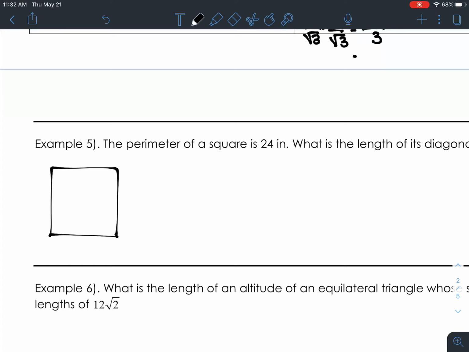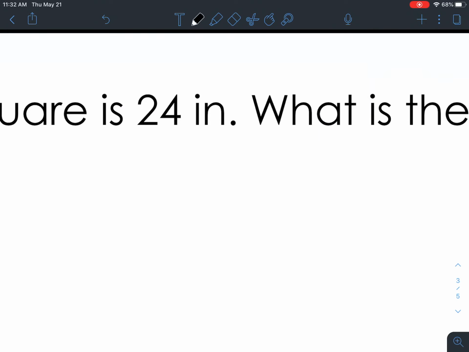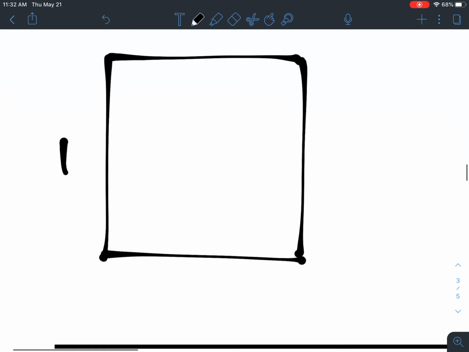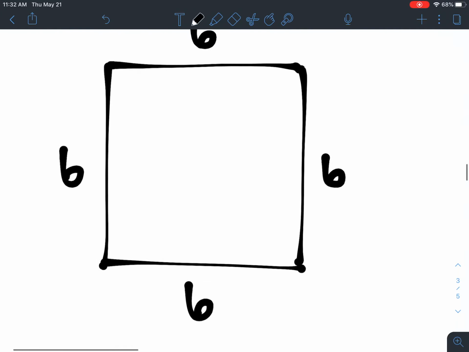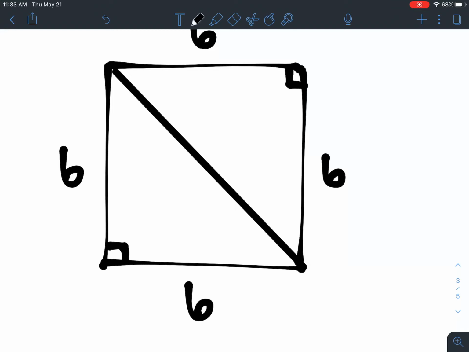Well, all the side lengths have to be the same. So we're going to take that 24, divide it by 4, which means that each of those side lengths is 6. Okay, so what do we know about a square? Well, we know that they all have right angles, and I'm going to look at my diagonals here. I also know that these two side lengths are congruent.